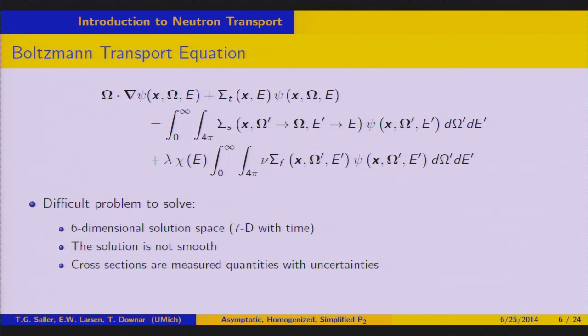So it's a fairly difficult problem to solve. It's 6-dimensional. It's 7 if you add time, which I don't. The solution is not smooth at all. And cross-sections, they're measured quantities. I'm sure lots of you know about this, and they have uncertainties. And so even if you could solve this perfectly, you could never fully believe the answer.